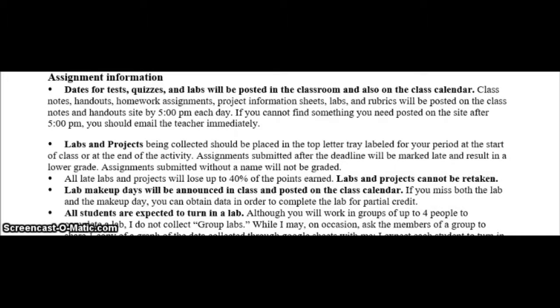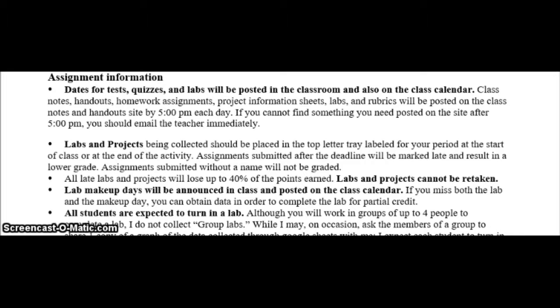Assignment information. Dates for tests, quizzes, and labs will be posted in the classroom and also in the class calendar. Class notes, handouts, homework assignments, project information sheets, labs, and rubrics will be posted on the class notes and handouts site by 5 p.m. each day. If you cannot find something you need posted on the site after 5 p.m., you should email the teacher immediately.